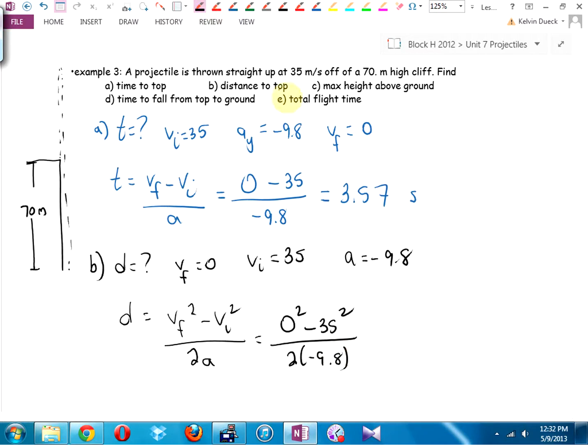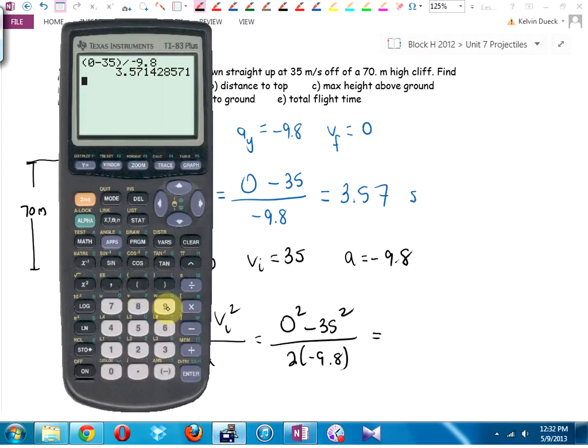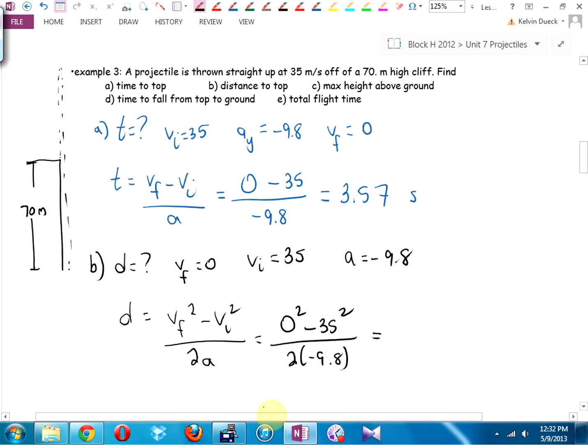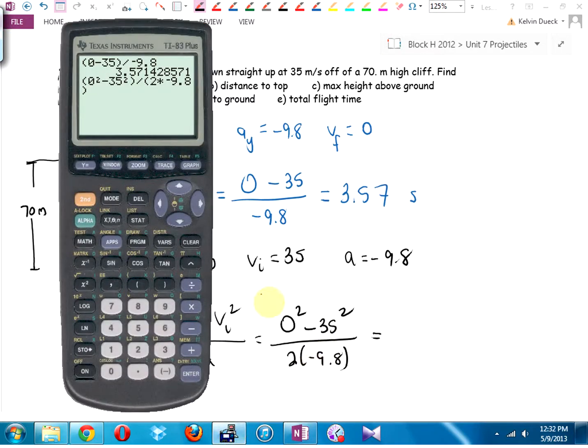Again, remember on your calculator, brackets around the top, brackets around the bottom. 0 squared, I guess, Enzo, is just 0. I didn't really need to put the squared there. I could have just put a 0. Well, whatever. Minus 35 squared, close bracket, divided by bracket, 2 times negative 9.8. And again, remember, even though to multiply I tend to write brackets, I tend to type a times sign. It's clearer on my calculator.